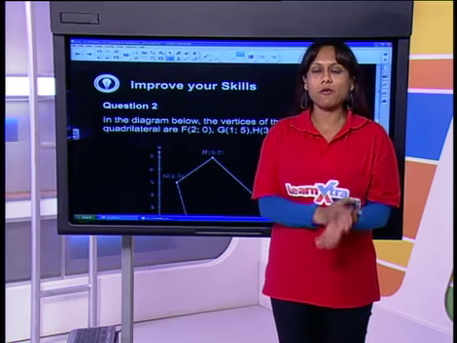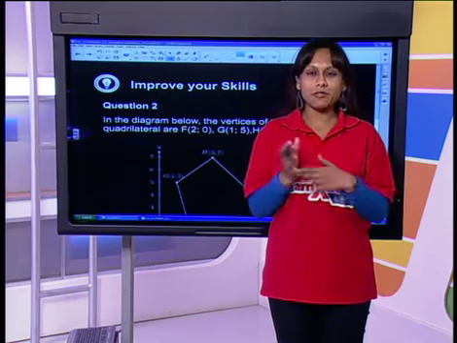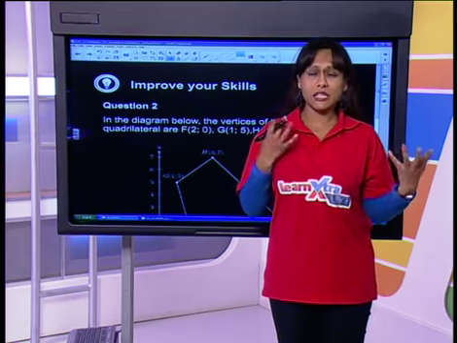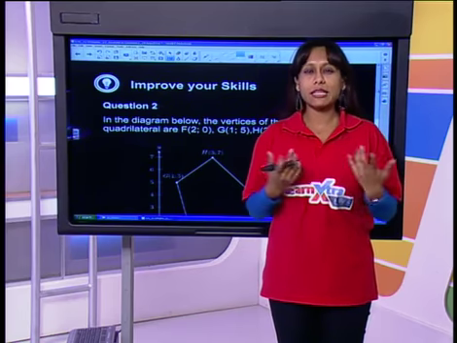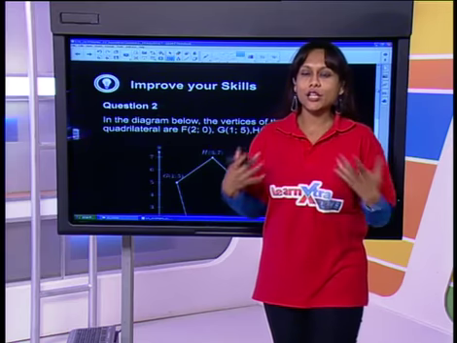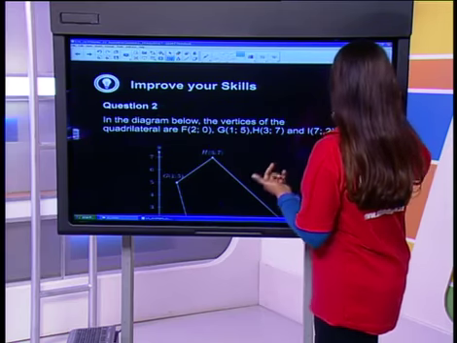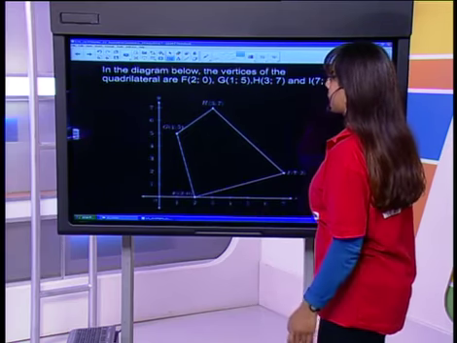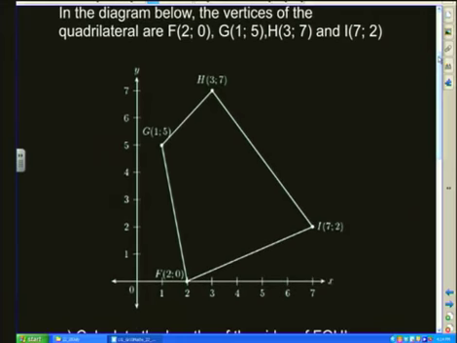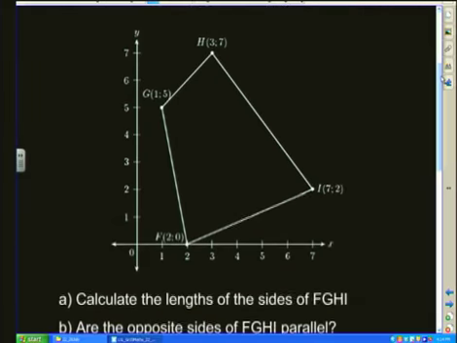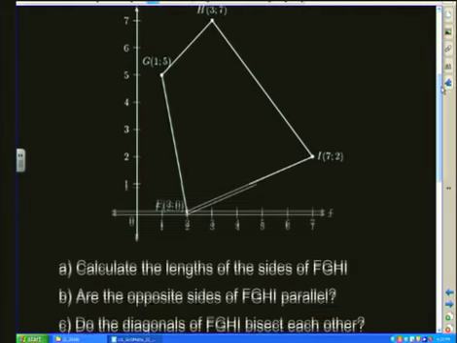All right, guys. Okay, so we're back now with a couple more questions. We've done a bit of midpoint formula. We're ready to use distance formula, gradient formula, and let's apply everything into one big question. This is question 2. Okay, in your diagram, you've got the vertices of quadrilateral F, G, H, I given. Okay, and it's also plotted nicely on a plane for you.